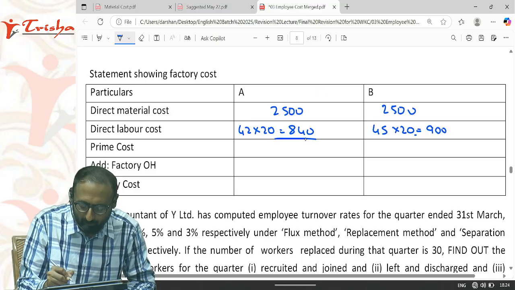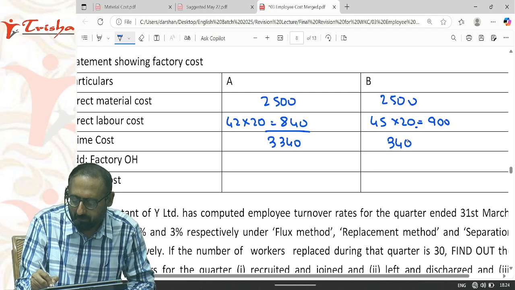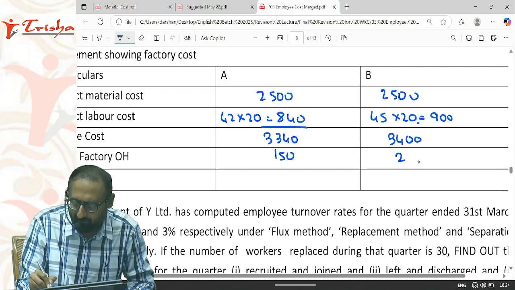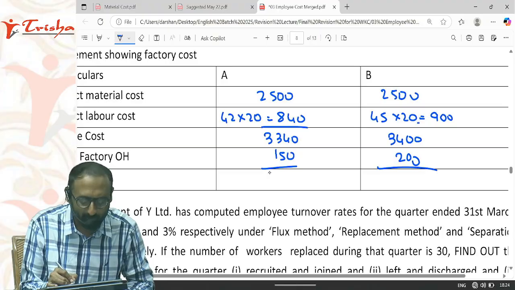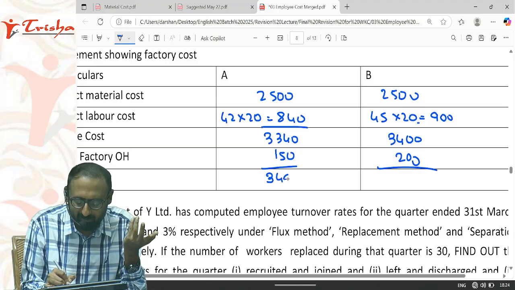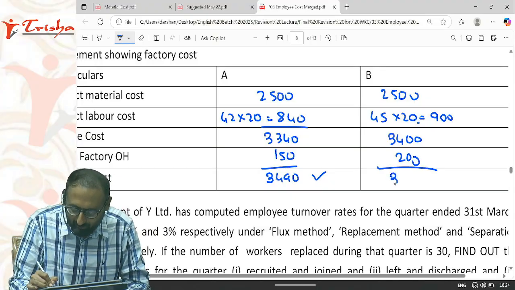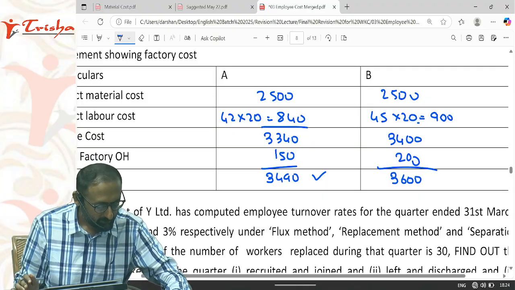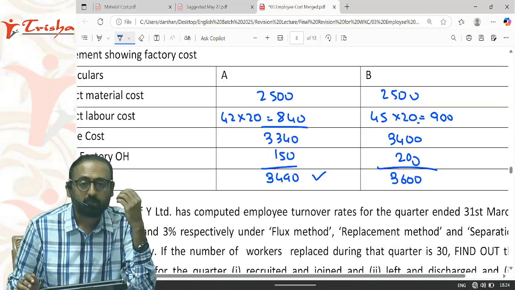Material plus labor is equal to prime cost. Is it 3340 in the first column? 3400 in the second column. Add overheads. Already we know 150 and 200 is your overhead. So your total cost comes to 3340 plus 150. Is it 3490, which was given in the question? In the second column it comes to 3600. Yes, sir. Correct, everyone? Online students, kindly reply.